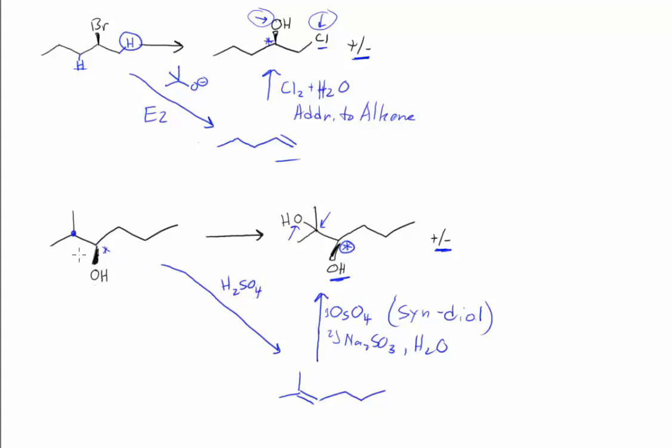We could protonate the water, let the most stable alkene form, and that's this one. Another option is to first turn this into a good leaving group, tosyl chloride and pyridine.